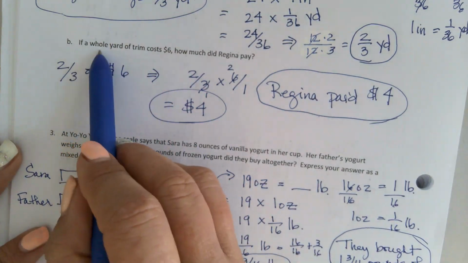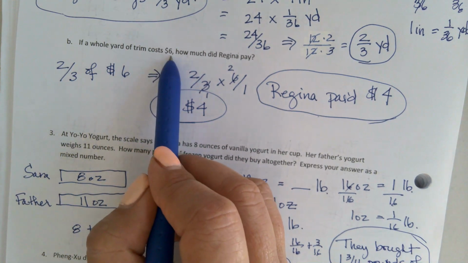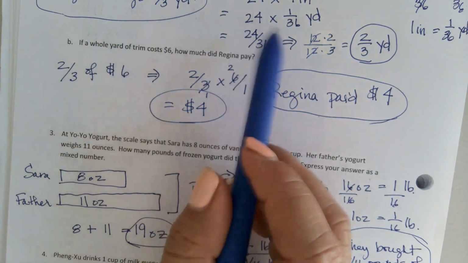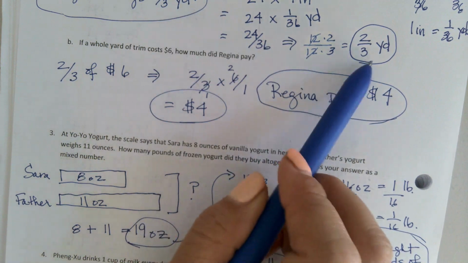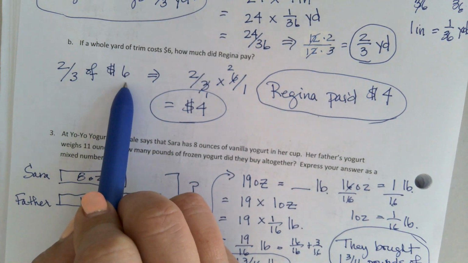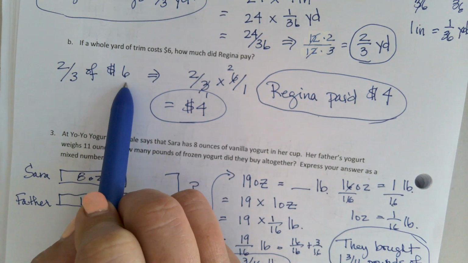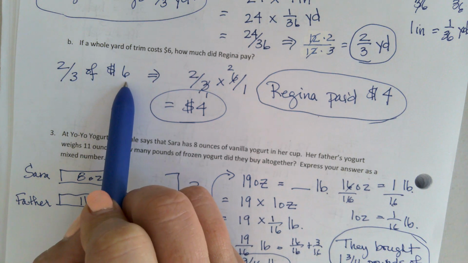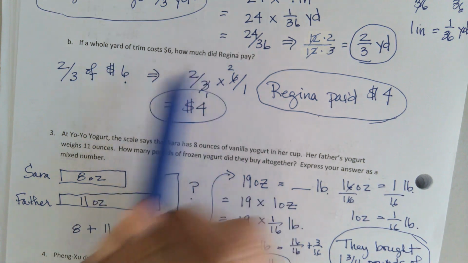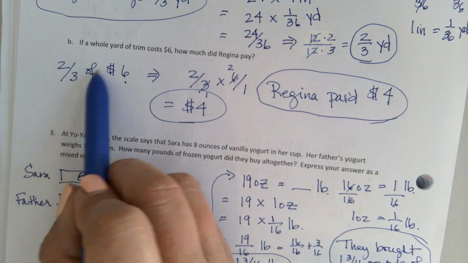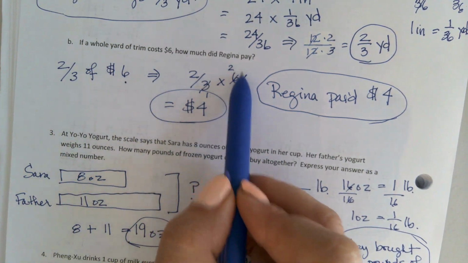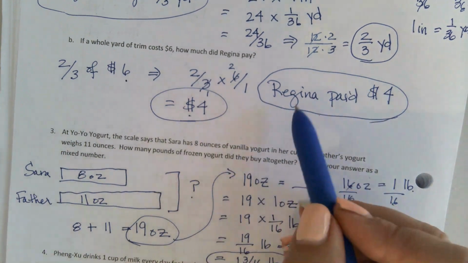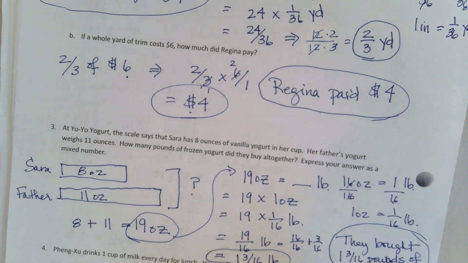Then, if a whole yard of trim costs $6, I need to find what is 2/3 of $6 because she didn't use a whole yard. So how much did she pay? 2/3 of 6 is 2/3 times 6, which gives you $4. Regina paid $4.